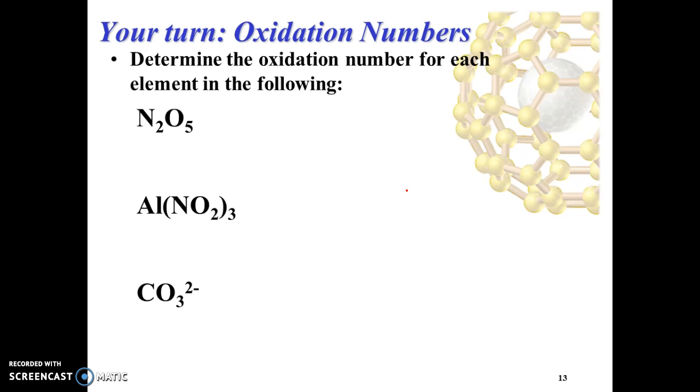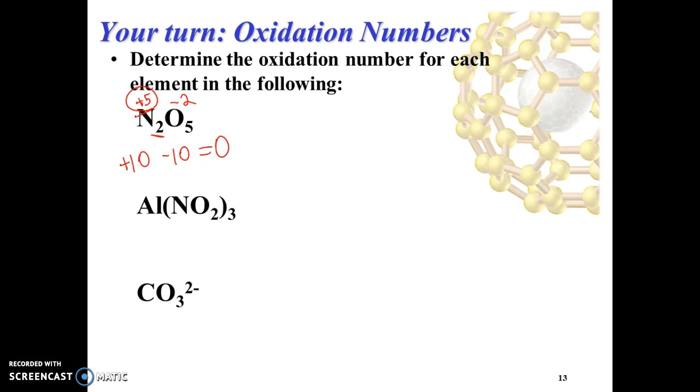All right, going through these, we have N2O5, okay, dinitrogen pentoxide. It's a compound, it's got to add up to 0. Oxygen gets priority to be negative 2. There's 5 negative 2's, that gives me negative 10. That means my positive has to be positive 10. Divided by 2 nitrogens, that means my N here is plus 5. So that's the oxidation state in the first one.